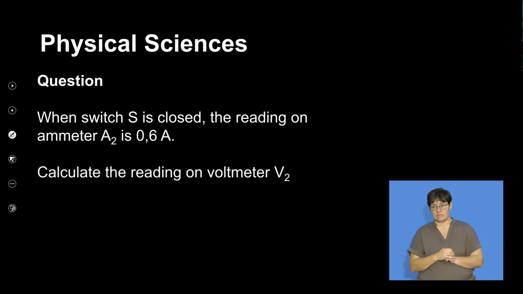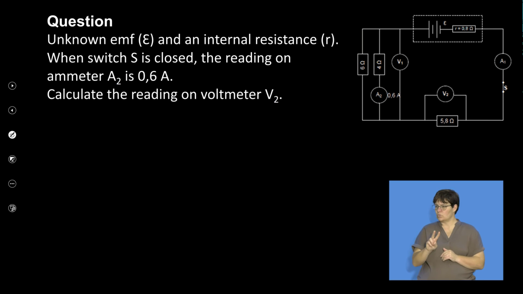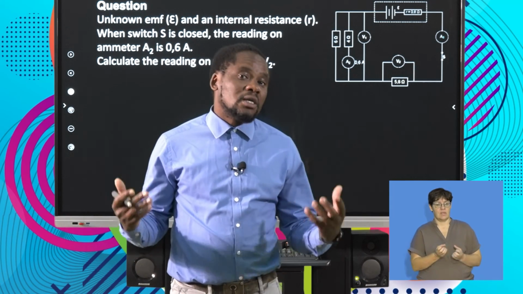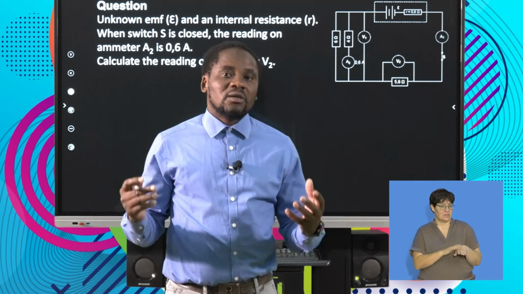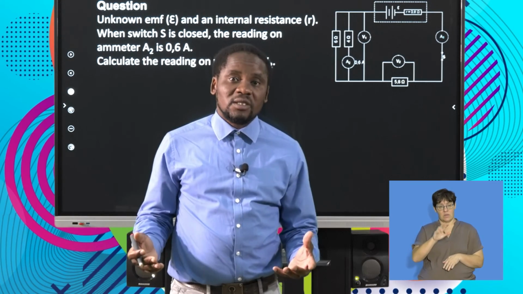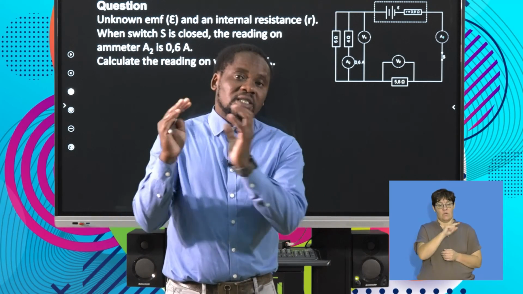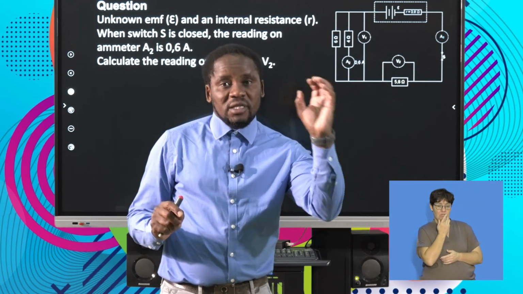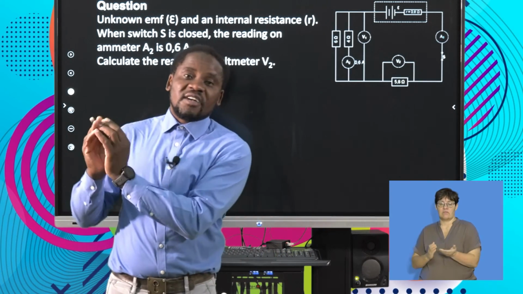Okay, now they want us to calculate the reading on voltmeter V2. Where is V2? V2 is the voltage across the 5.8 ohm resistor. Right. There are some very critical questions that we need to ask ourselves. Are we in a position to get the amount of current through the 5.8 ohm resistor? Yes, indeed, because that is in series with the battery. It means the total current passing through the battery equals the current passing through the 5.8 ohm resistor.